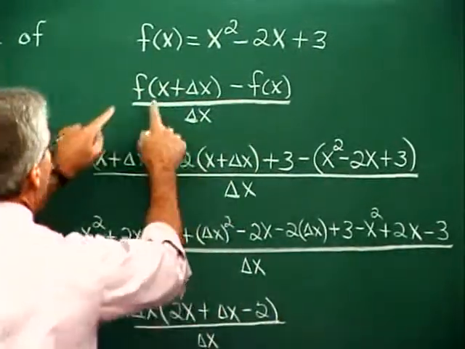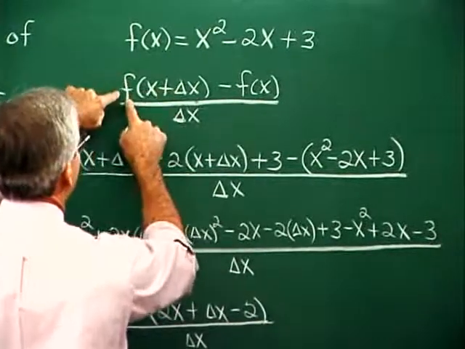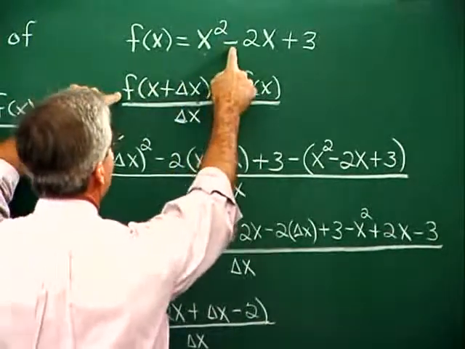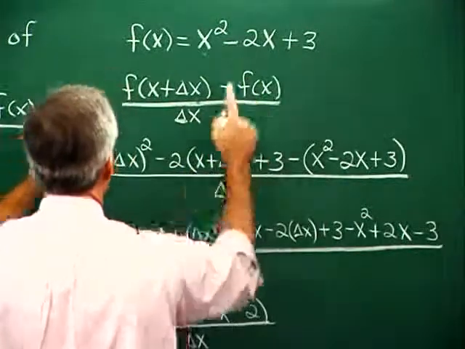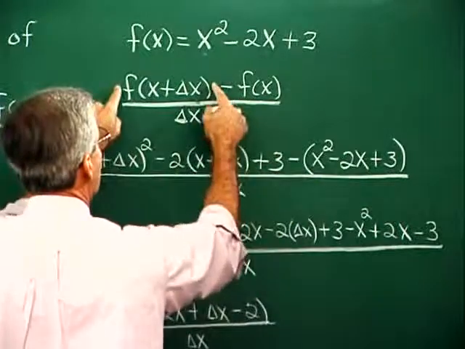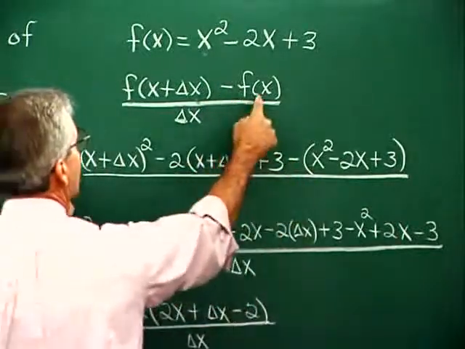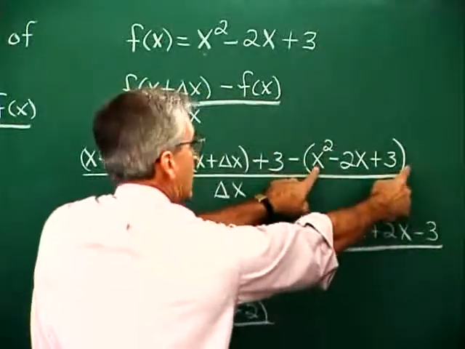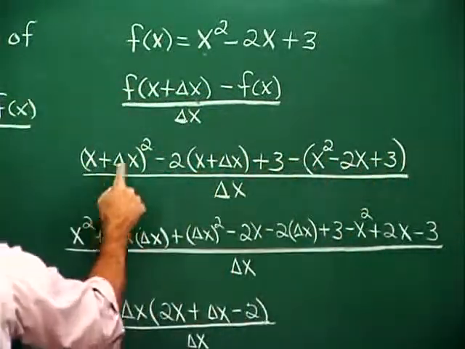Okay, here we go. F of x plus delta x means in the f function replace all the x's with this binomial, so it would be binomial squared minus 2 times binomial plus 3. Binomial squared minus 2 times binomial plus 3. That's what this is all about. All right, then minus f of x means minus this, so it's minus, here it is. All right, and now let's see, squaring.